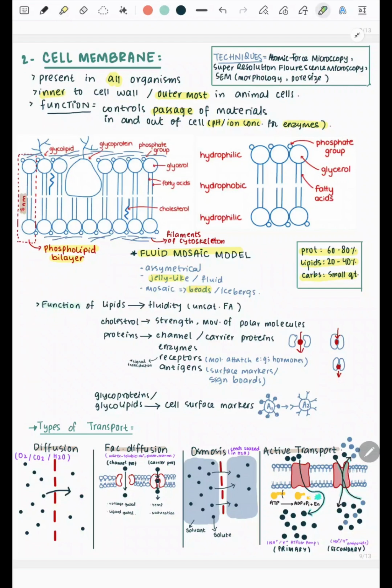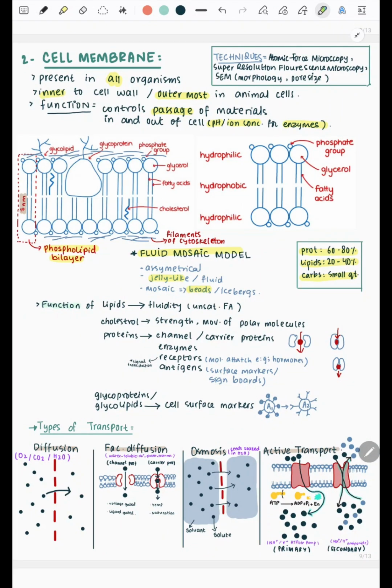Now, what is a phospholipid? Phospholipids are the lipids that are made up of glycerol and fatty acid with phosphate groups attached to them, hence called phospholipids. 3 glycerols and 1 fatty acid combine to form one molecule of lipid.